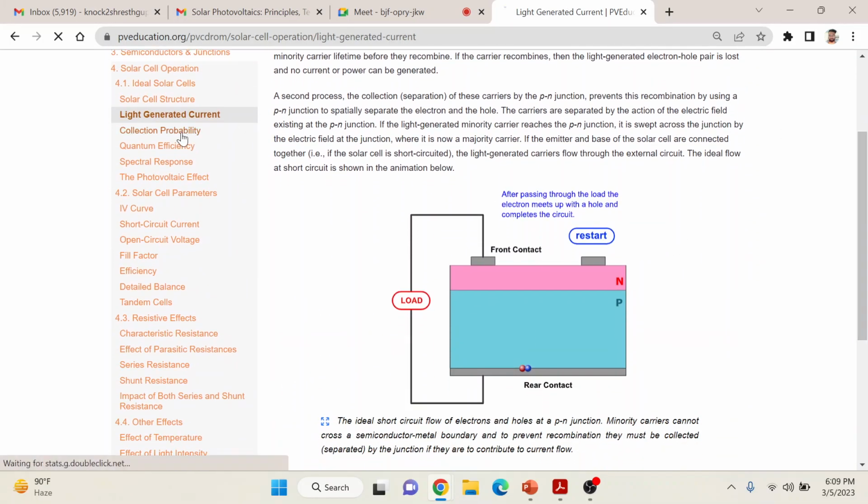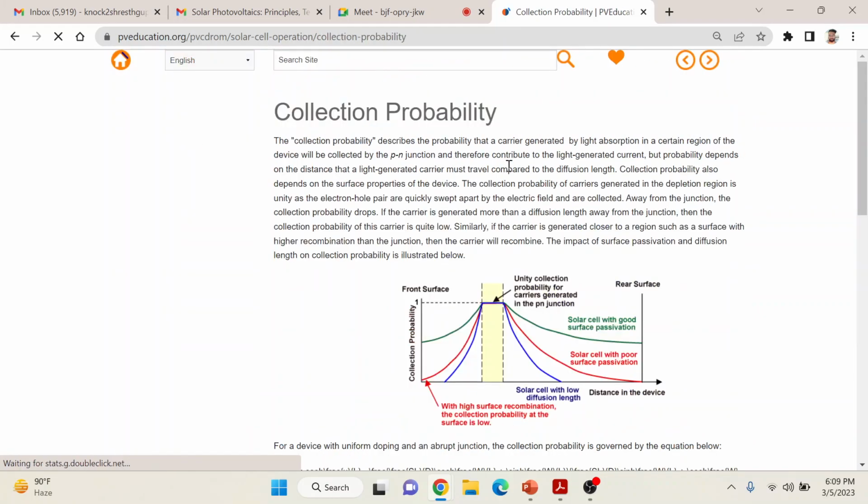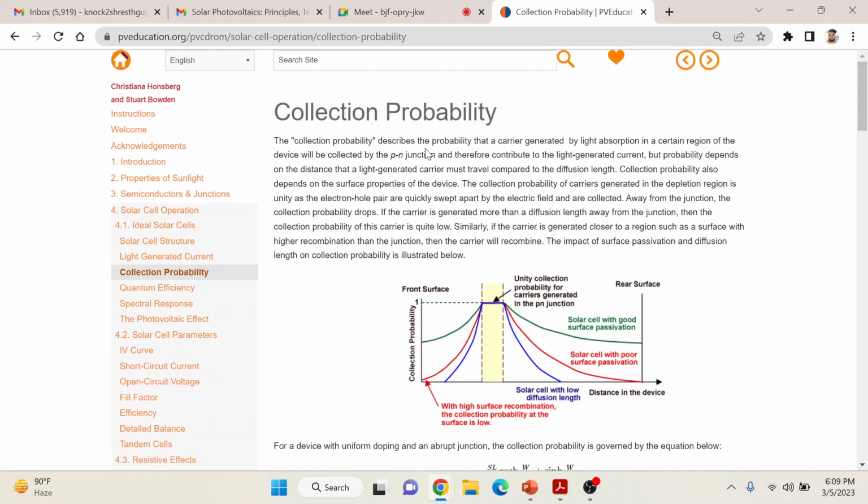Now there is another term called collection probability. It describes the probability that a carrier generated by light absorption in a certain region of the device will be collected by the p-n junction, and therefore contribute to the light generated current. This is the collection probability, with unity collection probability for carriers generated in the p-n junction.